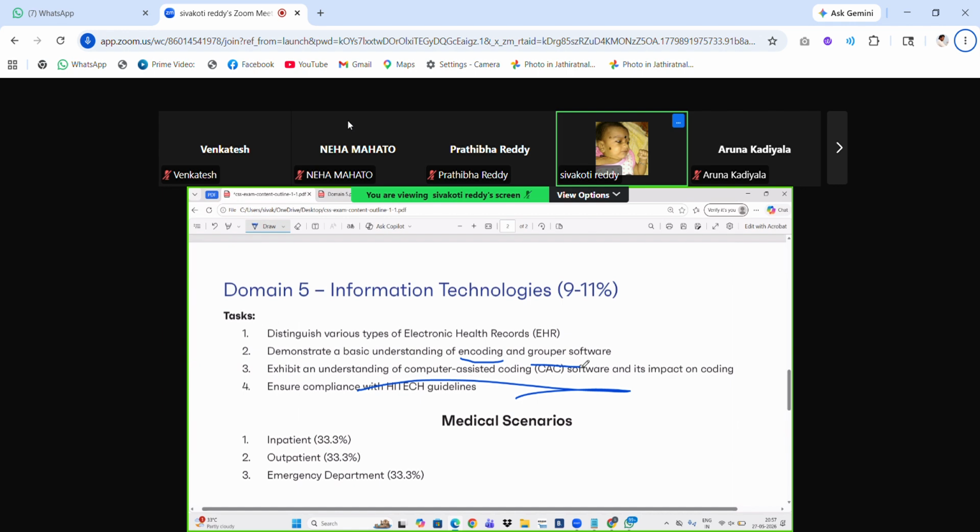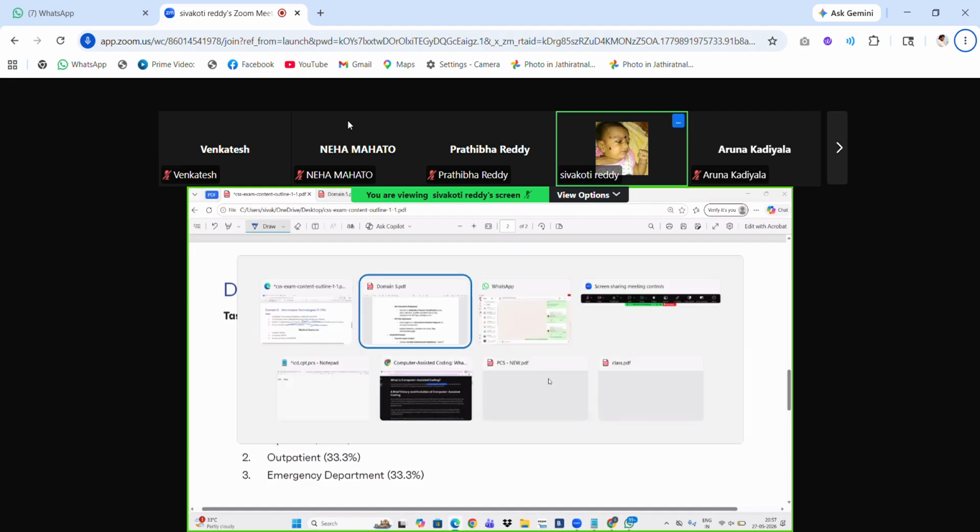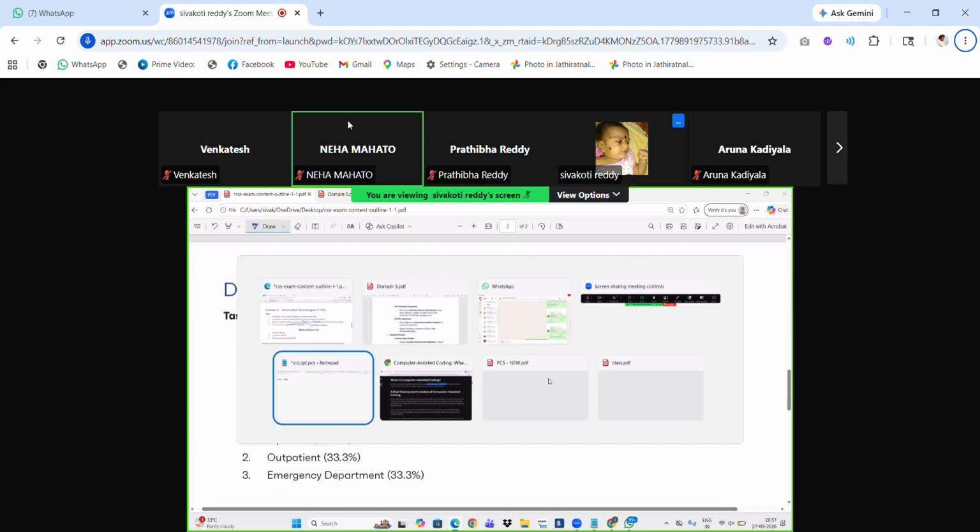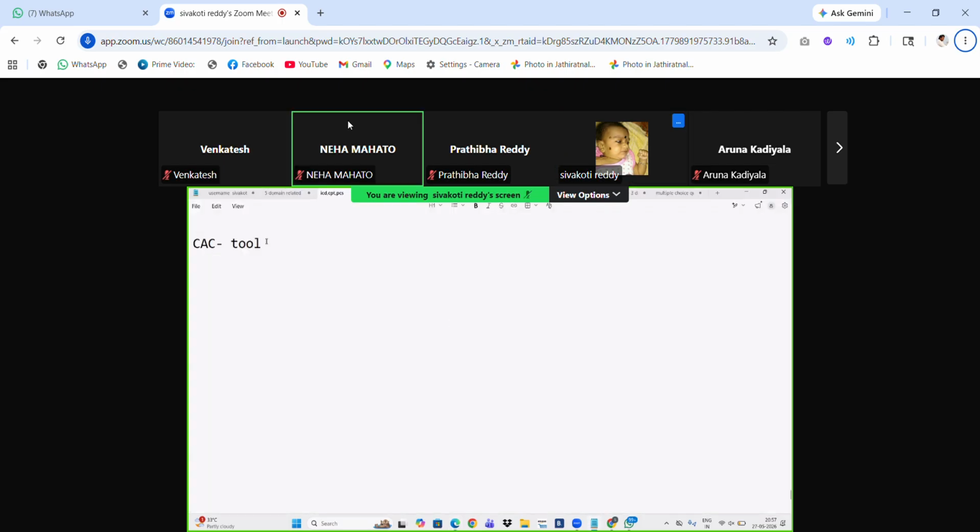Which payment methodology do you apply? DRG means it will calculate the DRG value. APC means it will calculate the APC payment. These are the software: encoding, grouper and CAC. Clear? Next, note down some important concepts. Timeline standards to complete the document.